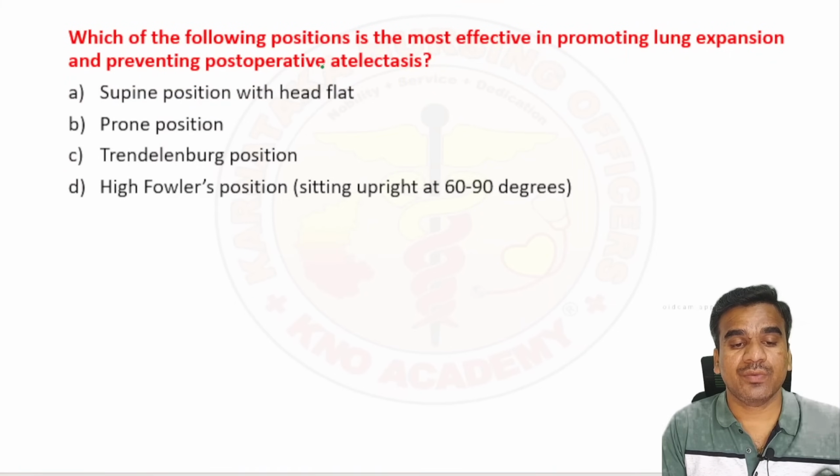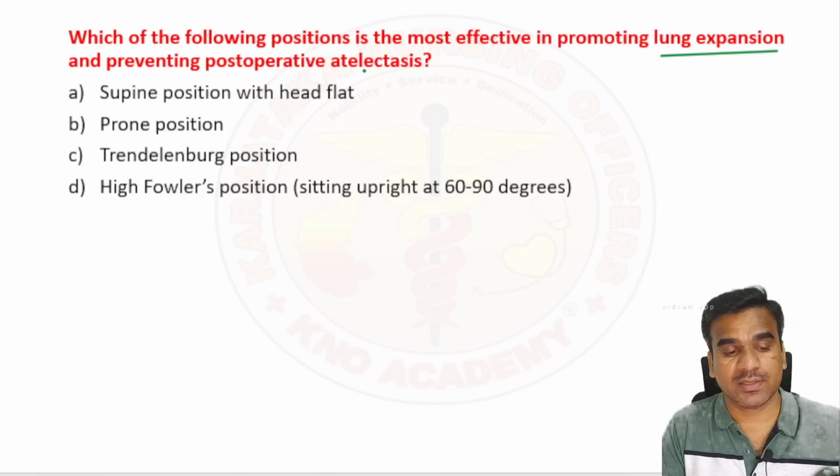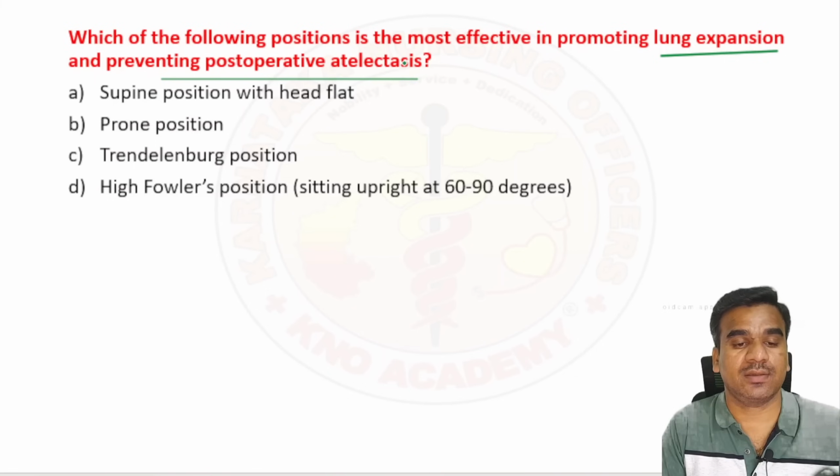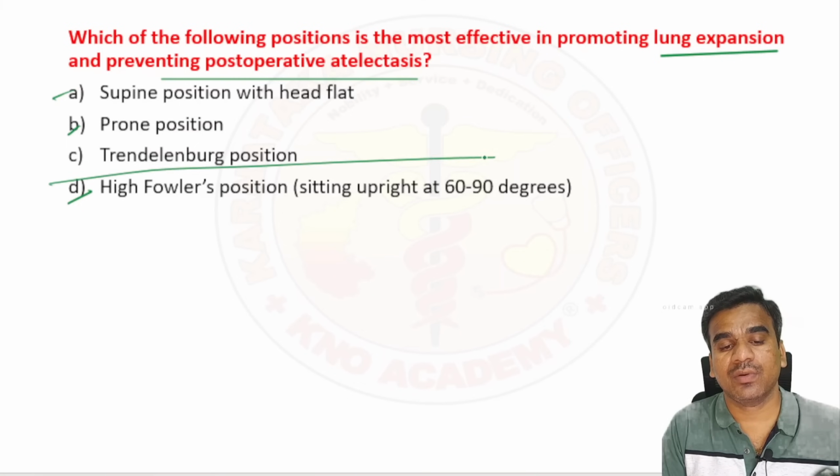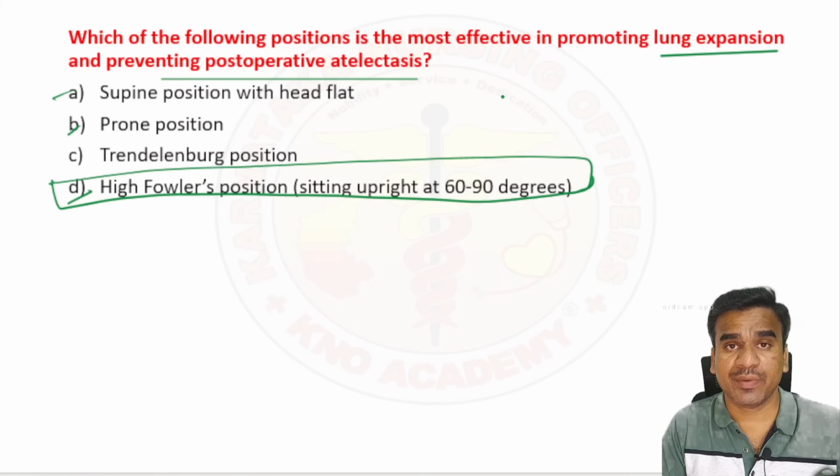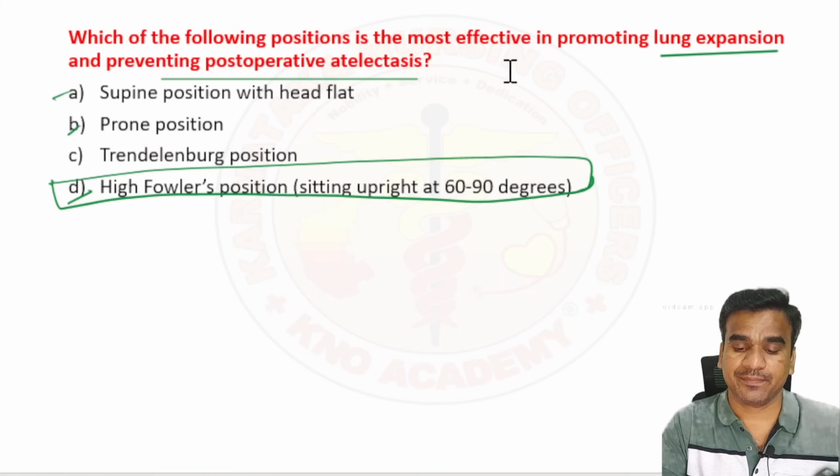Which of the following positions is the most effective in promoting lung expansion and preventing post-operative atelectasis? Supine position with head flat, no. Prone position, Trendelenburg position, and high Fowler's position. The right answer is the high Fowler's position. We give the high Fowler's position post-operatively to prevent post-operative atelectasis.